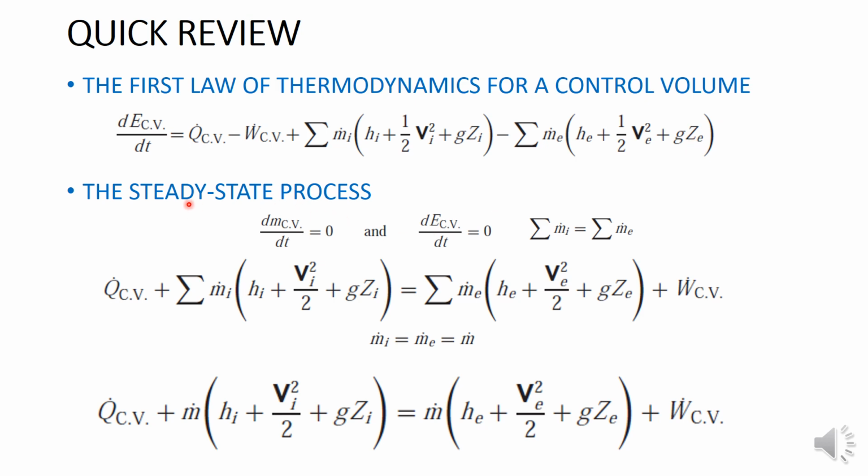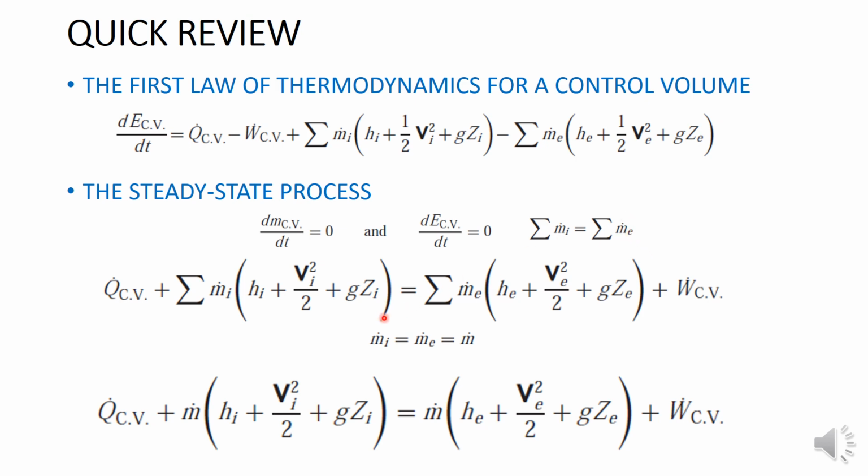Later on, we have defined a steady state process with certain assumptions: that the rate of change of mass in the control volume is 0. Since this is 0, its corresponding energy is also 0. And from the continuity equation, we have written that the summation of mass flow rate at the inlet is equal to the summation of all mass flow rate at the exit.